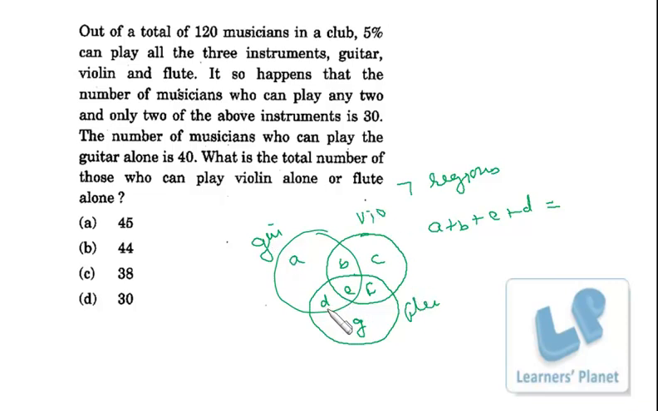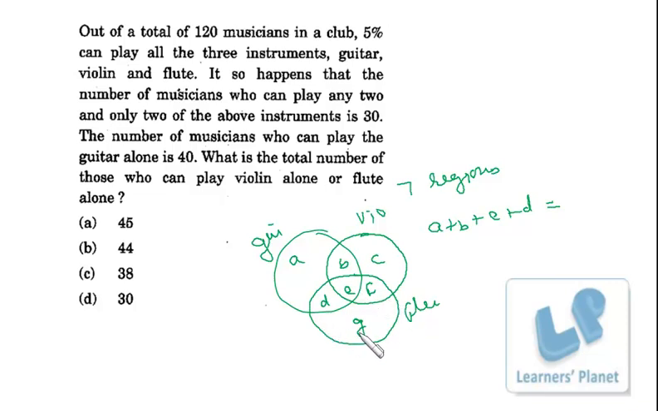D, that is the area common between these two circles, right? So D number of people can play guitar as well as flute. Similarly, F number of people can play violin and flute. Similarly, B number of people can play guitar and violin. And A number of people can play just guitar. C number of people can play just violin. And G number of people can play just flute, right?